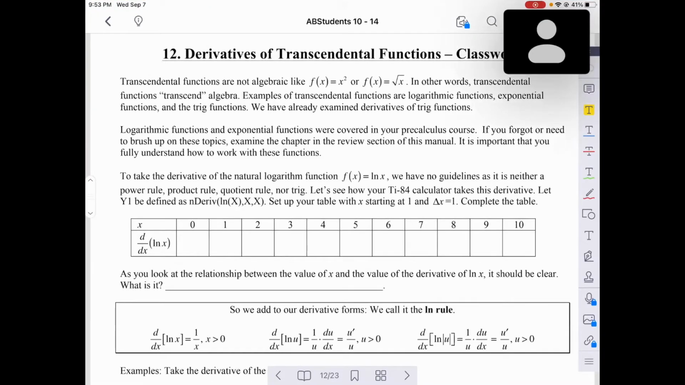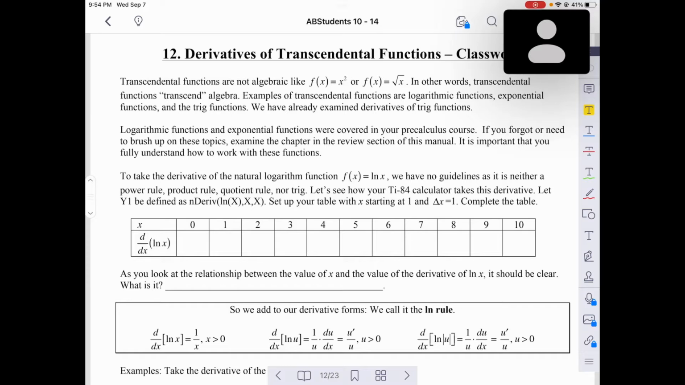This is chapter 12 from Master Math Mentor's AP Calculus AB manual. We're going to be going over it today in detail. This is derivatives of transcendental functions. We're talking about functions not like x squared or square root of x, but things like trig functions like sine x or natural log of x. Specifically today, natural log of x and e to the x.